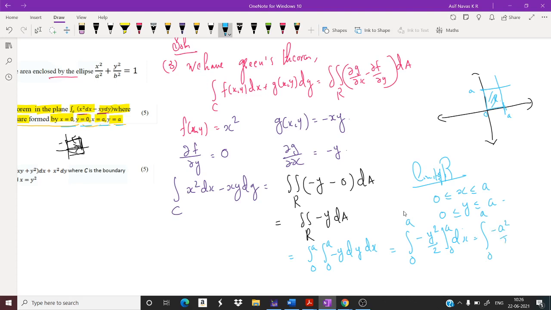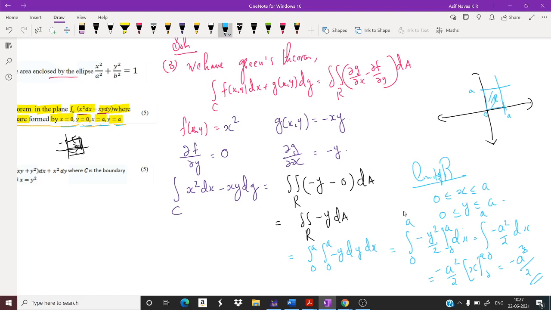Which is equal to the integral from 0 to a of minus a squared by 2 dx. So this is actually minus a squared by 2, you can take outside, dx, x from 0 to a. So you will get minus a cube by 2. So this is the answer, minus a cube by 2. Have you got it?